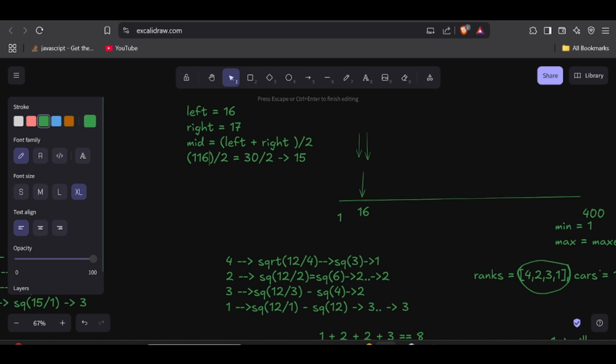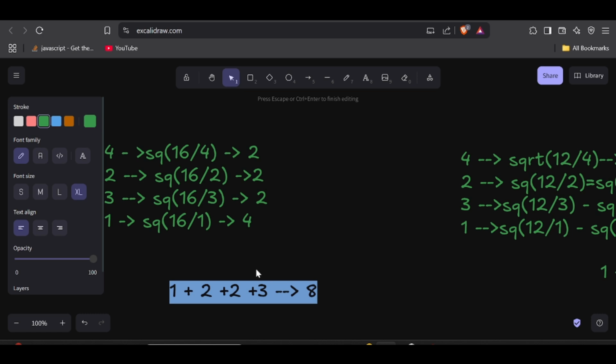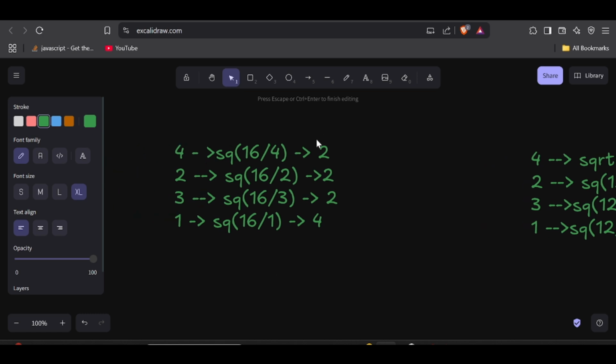It is 16 plus 17 divided by 2. It is around 33, and it will give me 16 only. So for 16, these are the values. These are the number of cars which have been repaired. So let's sum it out.